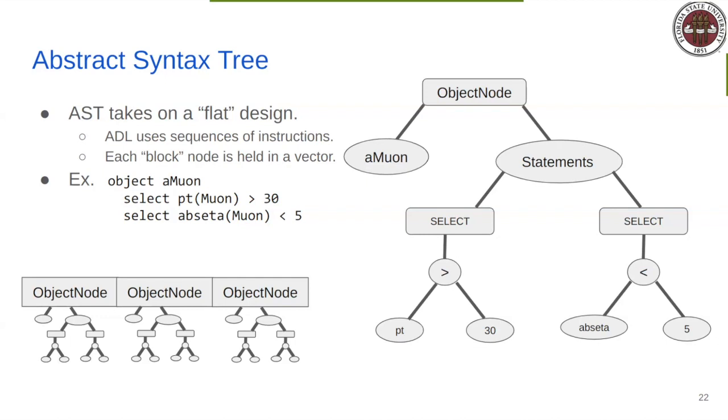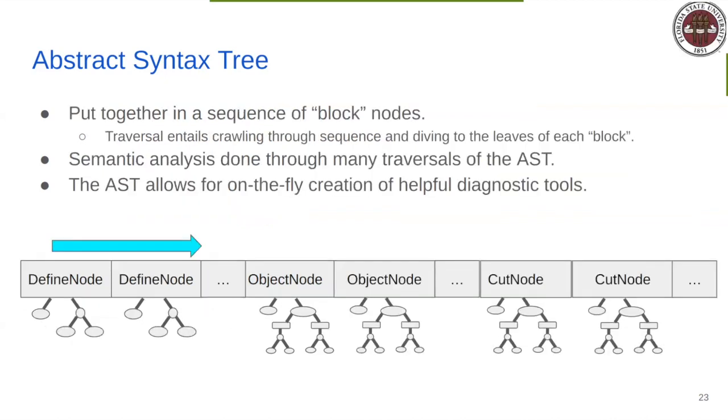Then each block for the AST is set up in a vector. So this is really nice because having this sort of flat construction means that a walk through the AST amounts to just crawling through the vector from front to back, and then probing at each node, probing the tree beneath, and we can systematically gather the important information, make changes as they need to be made, catch errors, this kind of thing. So this design is cheap for each traversal of the AST, meaning that as we add new features, these many walks through the AST are not so costly on the runtime of the tool.